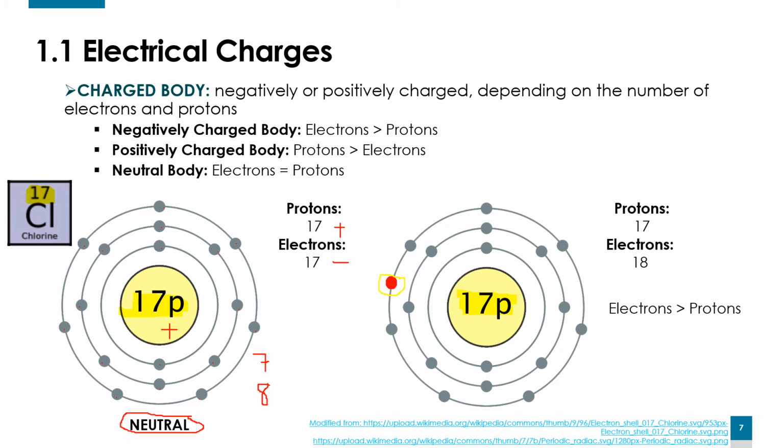So is it negatively charged or positively charged? Negatively charged. Very good. And how do I represent it? By writing an anion. Remember? So chlorine has one negative charge because it received one electron. Okay? So these are two examples of one negatively and one positively charged body.